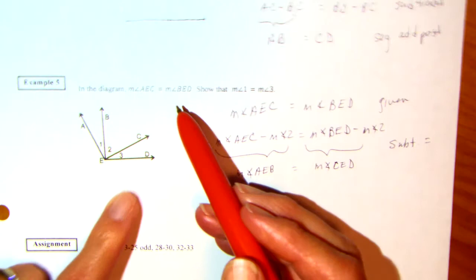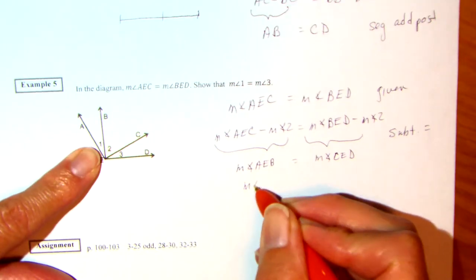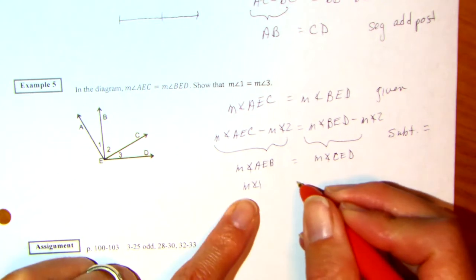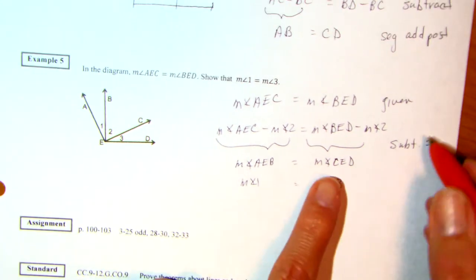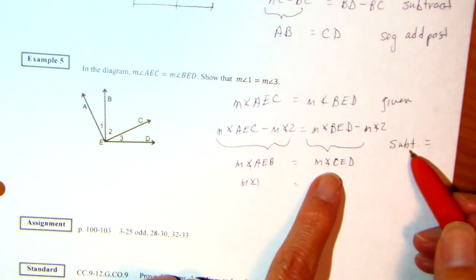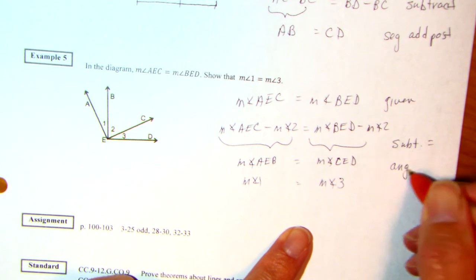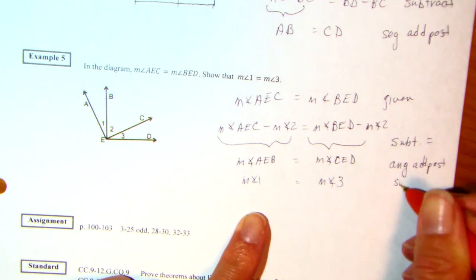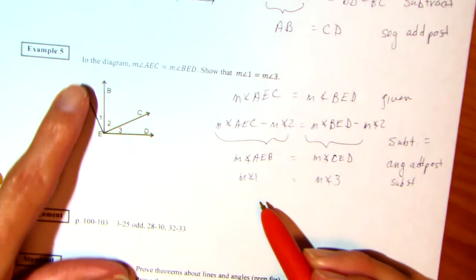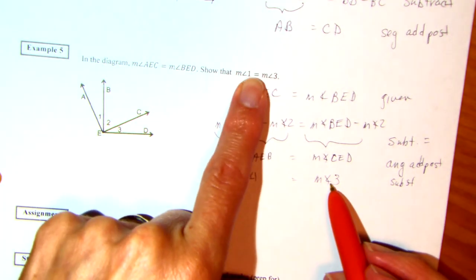Well, isn't the measure of angle AEB measure of angle 1? And isn't this the same as measure of angle 3? Alright, so what do we do here? When I subtracted on both sides, that was basically angle addition postulate. And here I just did substitution, because I know that that angle is the same as measure angle 1. And we found what they're looking for.